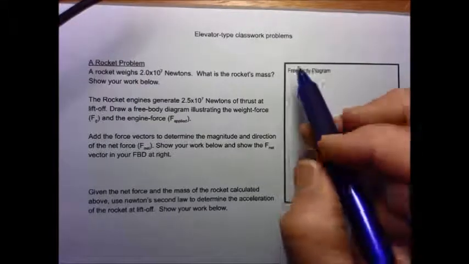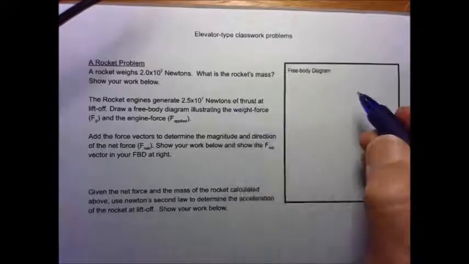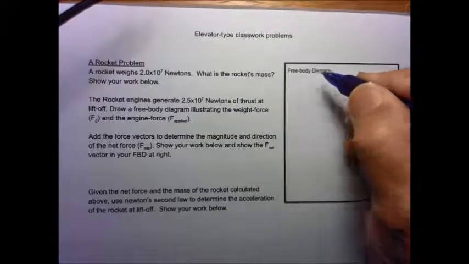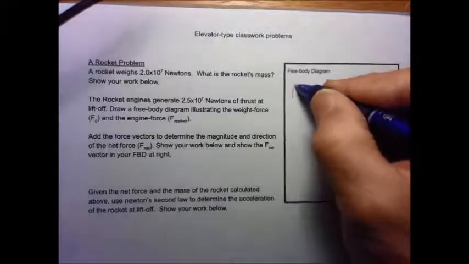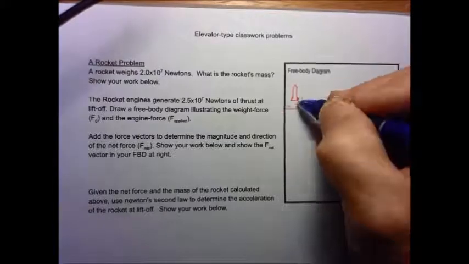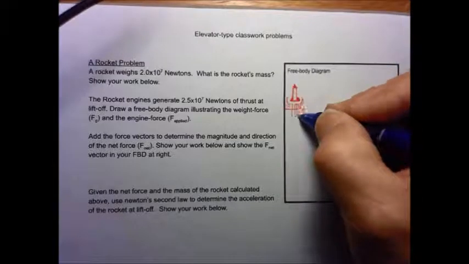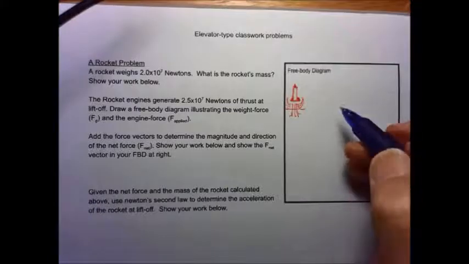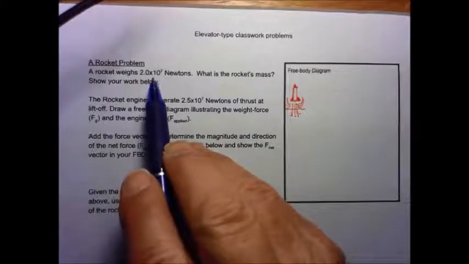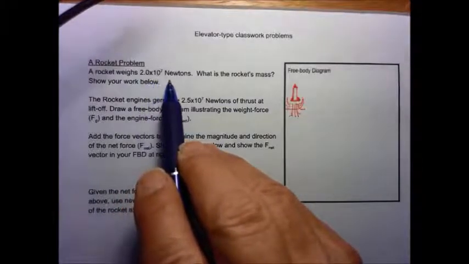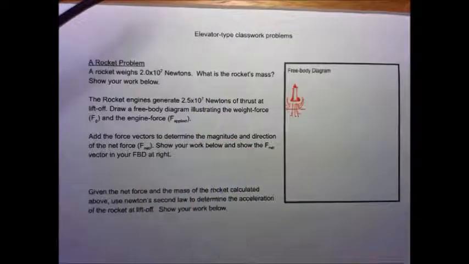First of all, the rocket problem is basically a rocket taking off from the launch pad, and some of you drew me a nice picture here. A rocket weighs 2.0 times 10 to the 7 newtons. What is the rocket's mass?